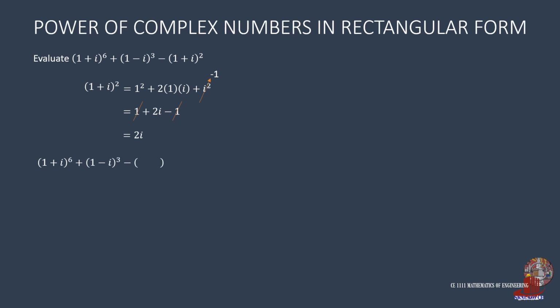Placing all solved terms for the function, there are -8i plus (-2 - 2i) minus 2i, which is then simplified as -12i - 2. Rearrange the terms to keep the complex number format, so the answer becomes -2 - 12i.